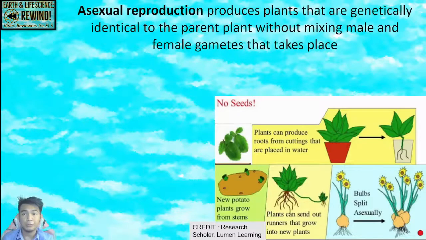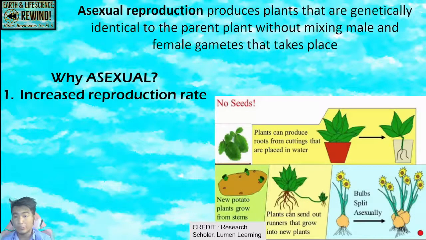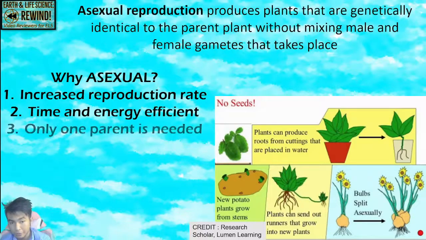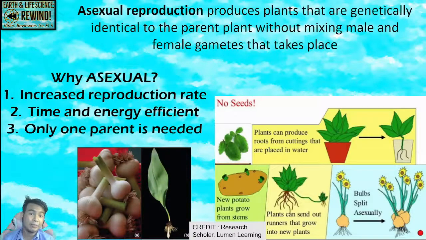Asexual reproduction produces plants that are genetically identical to the parent plant without mixing male and female gametes or sex cells. Why asexual? First, increased reproduction rate, faster reproduction for some plant species. It's time and energy efficient because you don't have to wait for a partner and only one parent is needed. Bulbs, grass, potatoes, and some herbs are able to reproduce asexually.